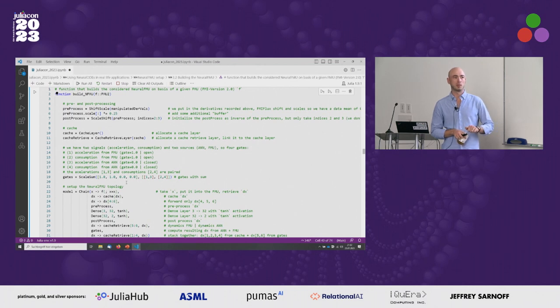For now, we are only supporting Flux, because unfortunately we had no time to do the FMI Lux for now. So yeah, this will be something for the future, maybe.